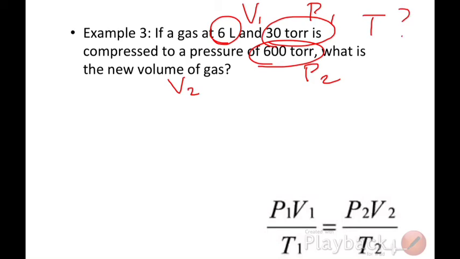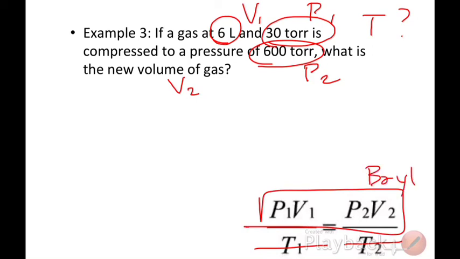This example does not give us any temperature. There is no information about temperature. We can assume that temperature does not change. So we're not going to use temperature here. We're just going to use Boyle's law. So I hope you see that if you cross off temperature here, you just have Boyle's law. You already know that one. So this is sort of a trick.